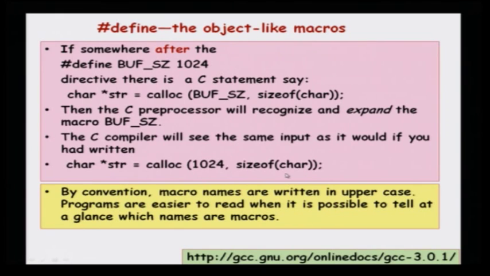Now, by convention, macro names are written in uppercase, so that somebody who reads the code will be aware that, oh, this could be a macro. Because if I write it in lower case, there are chances that somebody might think that it is a variable name and look for the variable. So, writing it in capital letters is a way of indicating to the user that this is actually a macro. So, please look for it in a header file, for example.